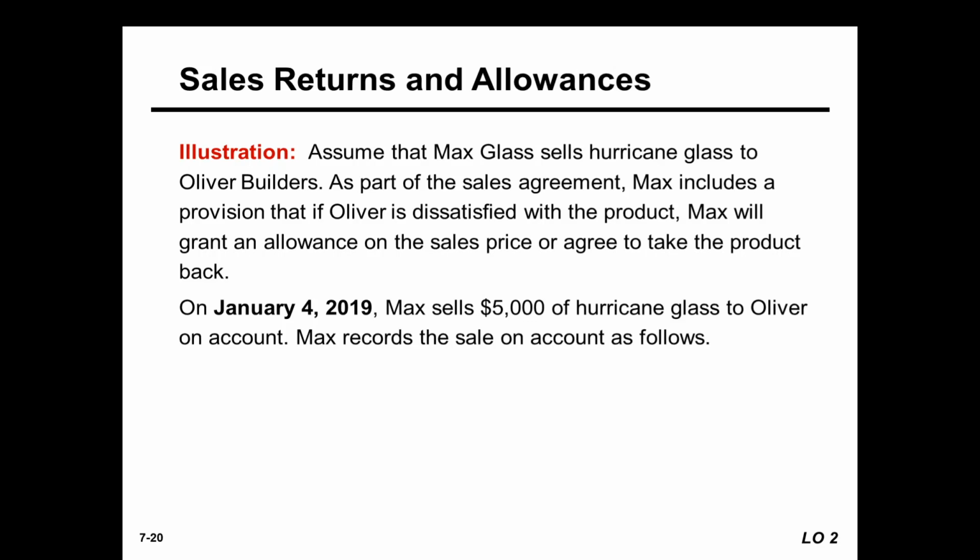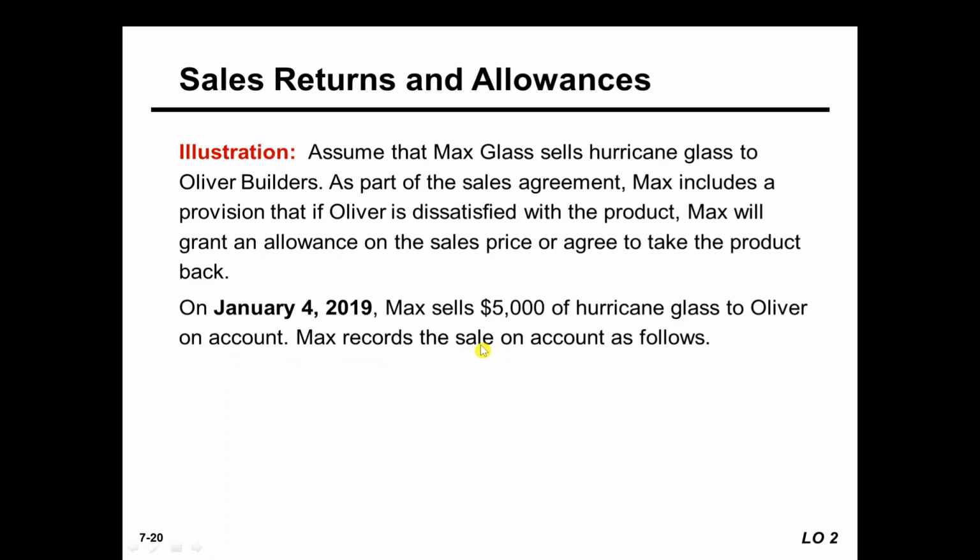So this is the example that Max Glass sells Hurricane Glass to Oliver Builder. As part of the sales arrangement agreement, Max includes a provision that if Oliver is dissatisfied with the product, Max will grant an allowance on the sales price or agree to take the product back. On January 4, 2019, Max sells 5,000 of Hurricane Glass to Oliver on account.